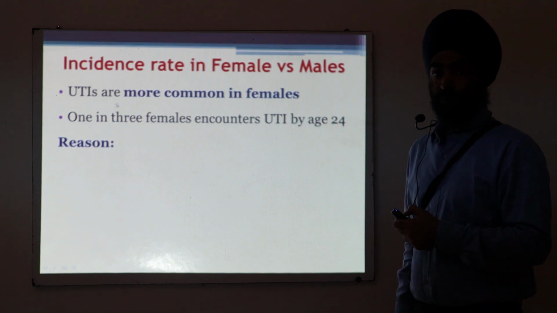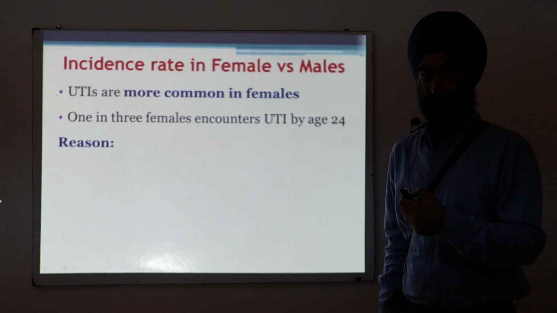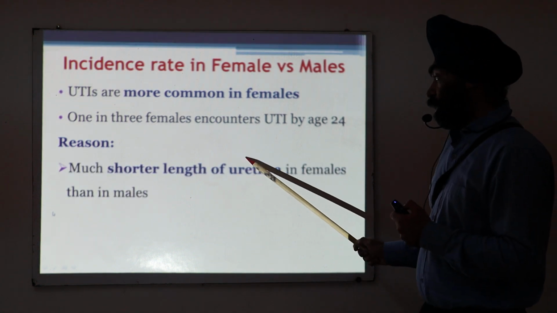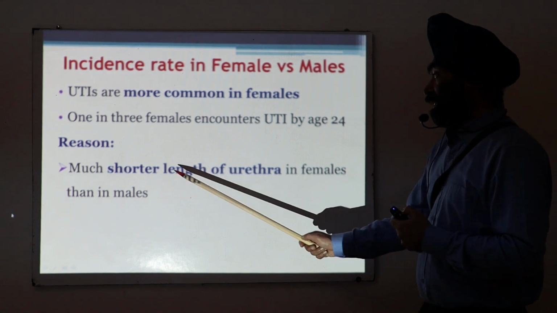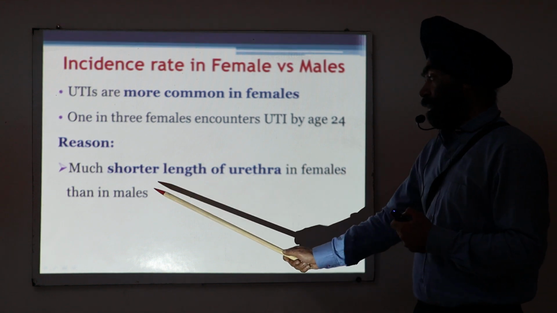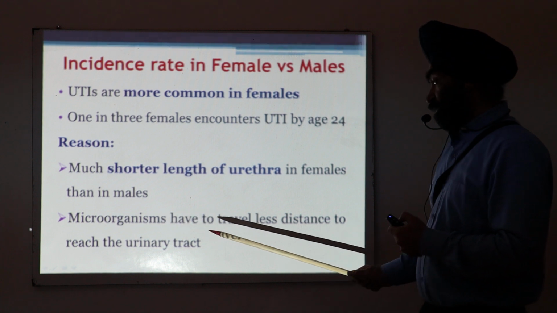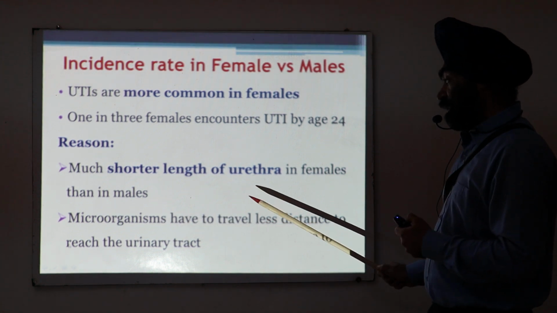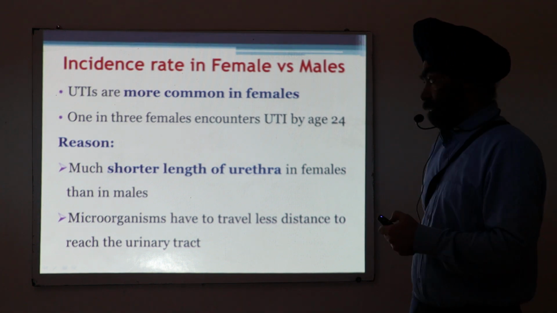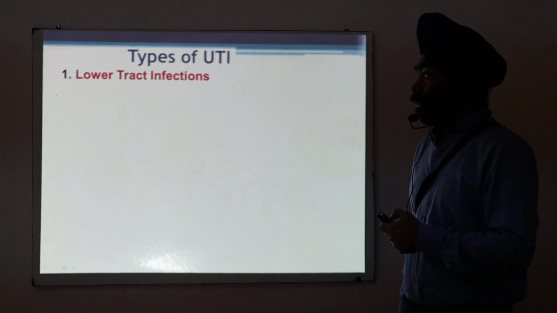Why? What is the reason? Why are females more susceptible to urinary tract infections in comparison to males? Because of the anatomical difference. The length of the urethra is much shorter in females in comparison to males. That is why microorganisms have to travel a lesser distance to reach the urinary tract in females in comparison to males.